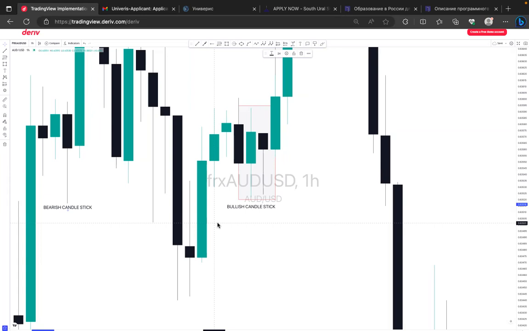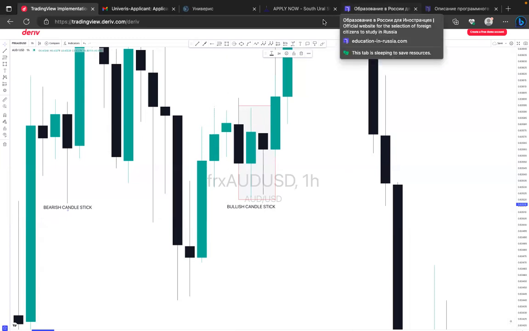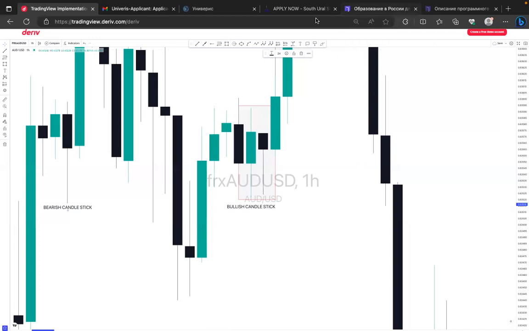Sorry. We're actually using candlesticks because they give us enough information compared to the bar chart and line chart.